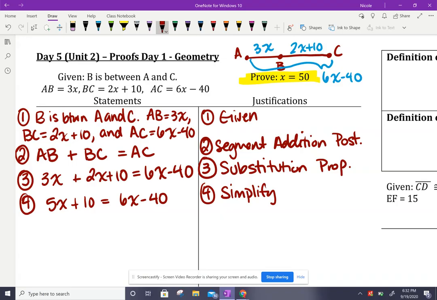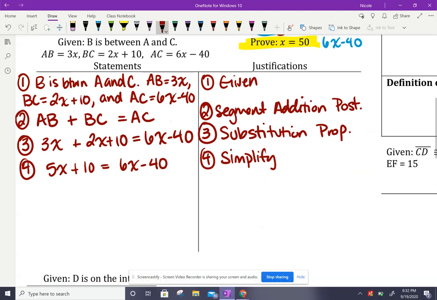And now I'm going to go through the steps of trying to get x by itself. And you can choose to do this one way or another. You might move your x to the left or to the right. And so your steps might look a little different than mine from here on out, and that's okay. So I'm going to subtract my 5x and move it to the other side. And so I have 10 equals x minus 40.